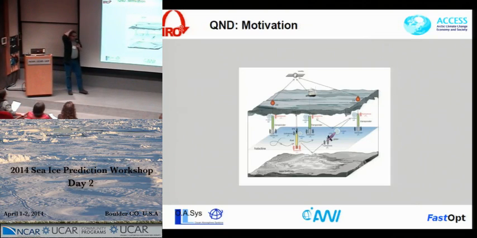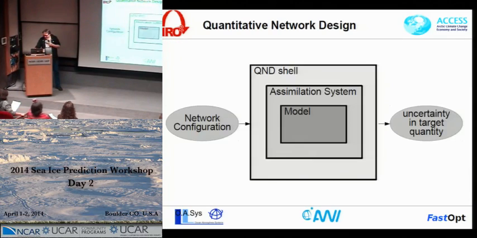So, quantitative network design, what is that? We have all the observations here in the Arctic, but we really do not know what is the benefit of some observation. So if you want to answer some questions, like for instance, want to know the ice extent in September. What we are doing, in a schematic here, we have our model, we have an assimilation system, the 4DVAR system, and around that we have the QND shell, we call that. We put into the system some network configurations, and what we get out is the uncertainty or the uncertainty reduction of some target quantities.